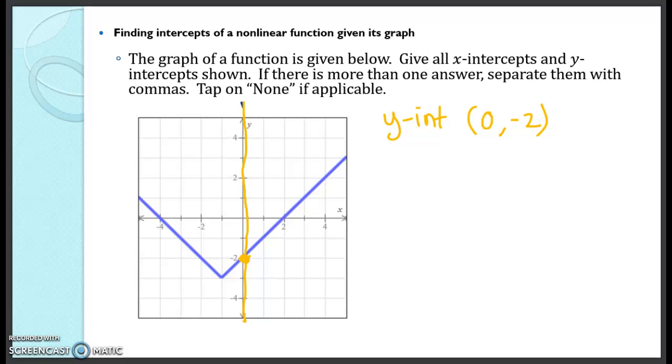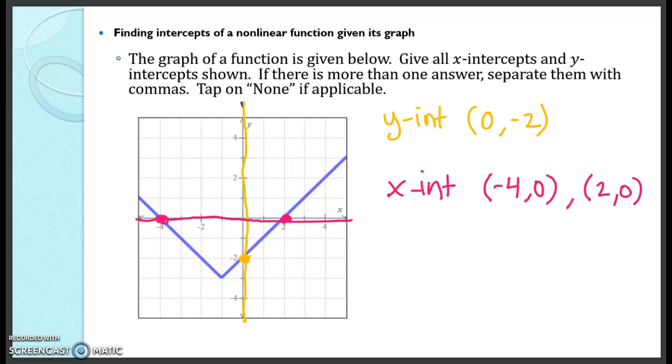Okay, for the x-intercept, that's always going to happen along the x-axis. So where does that happen? That happens here. Oh wait, it also happens here. What are those points? Well, -4 and then 0, y is always 0 again because it's the x-axis, so the y value is 0. And then it happens again at 2, 0.